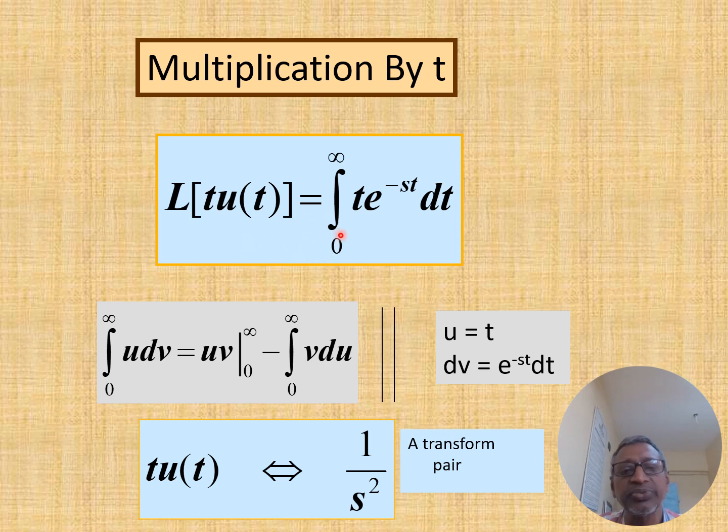And this is the result which we can give here, nothing but multiplication by t. So L of t into u of t is the integral from 0 to infinity of t into e power minus st dt. Here the function is multiplied by t, and we use integration by parts, integral u dv is equal to uv minus integral v du. Therefore, I get multiplication by t as 1 by s square, that is, for t into u of t, the Laplace transform is 1 by s square.